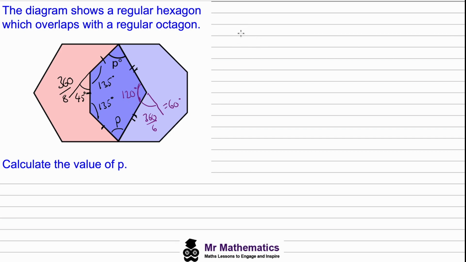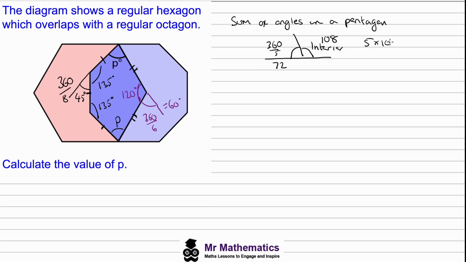We can find the sum of the angles in a pentagon by working out one interior angle and multiplying it by 5. So if we've got our interior, which we'll say is here, this is our interior. Our exterior will be 360 divided by 5, 72. The interior then will be 108. And we've got 5 lots of that, so 5 times 108 will give us 540. So we know the sum of these 5 angles will be 540.